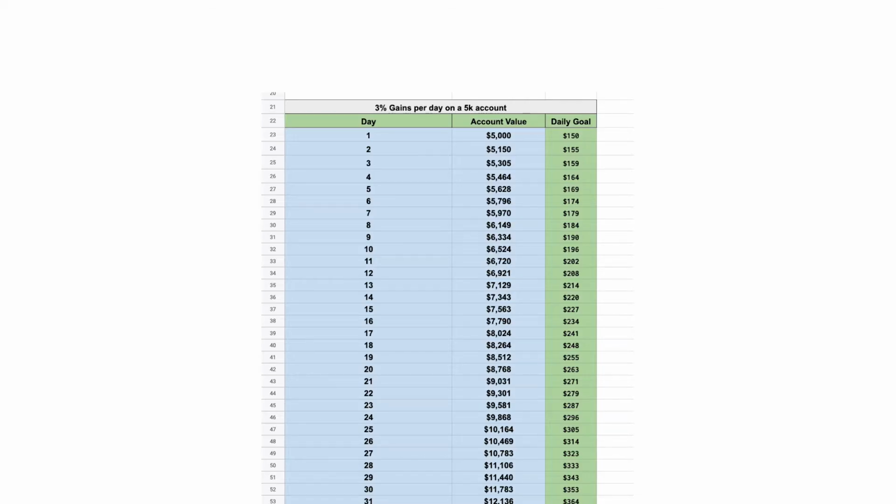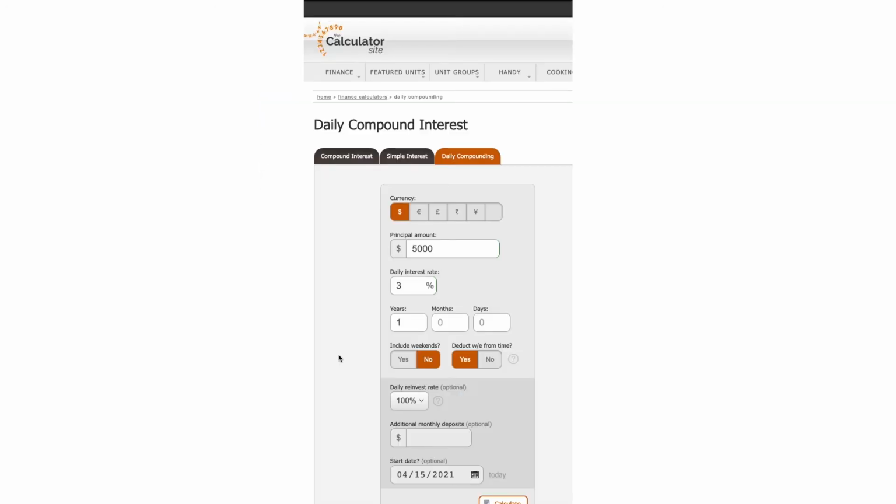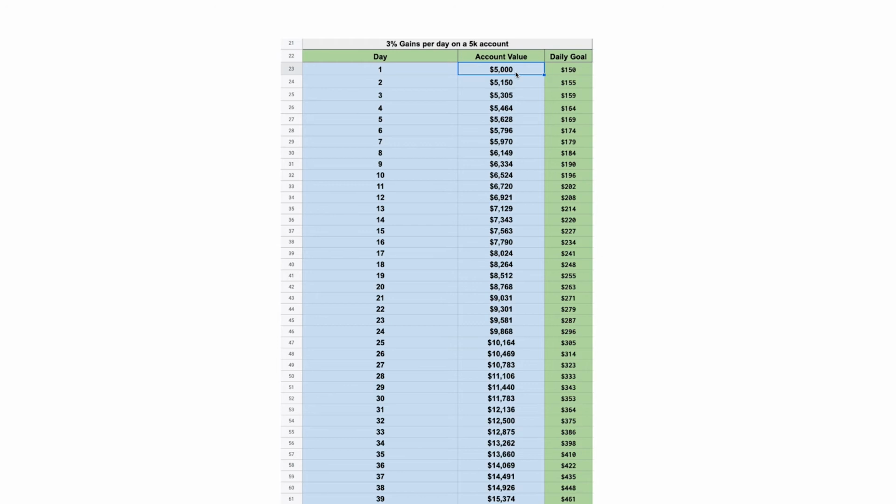So looking at a $5,000 account, I set up this example here. If you can make 3% gains with your $5,000 account per day, that sounds small, doesn't it? I'm going to show you why it's not. So I use this website, thecalculatorsite.com, to help make sure I was getting these numbers right. But basically, if you make 3% per day.